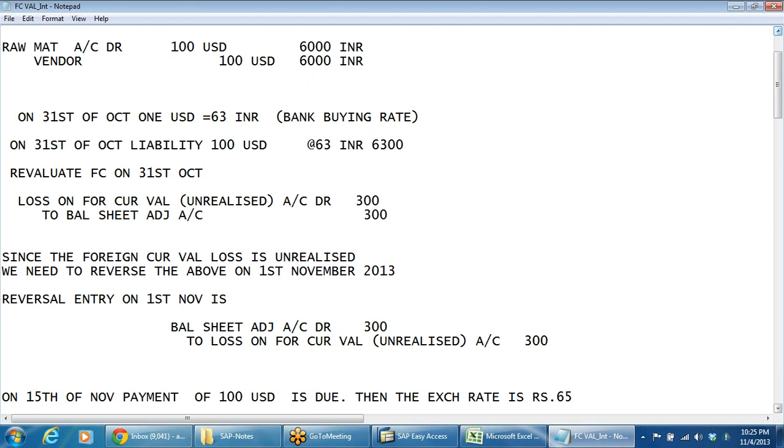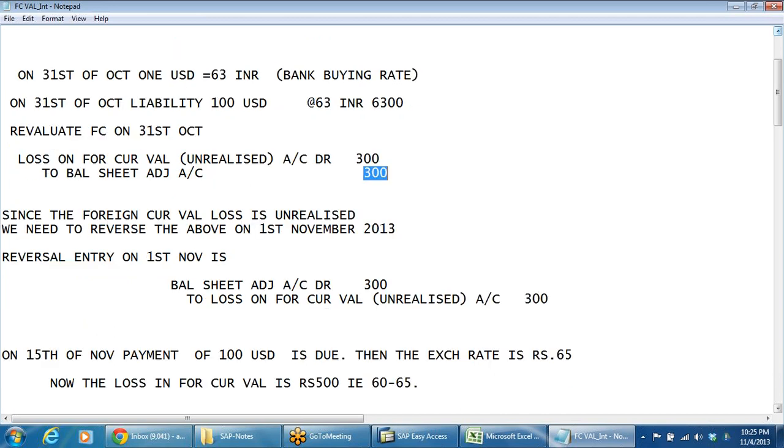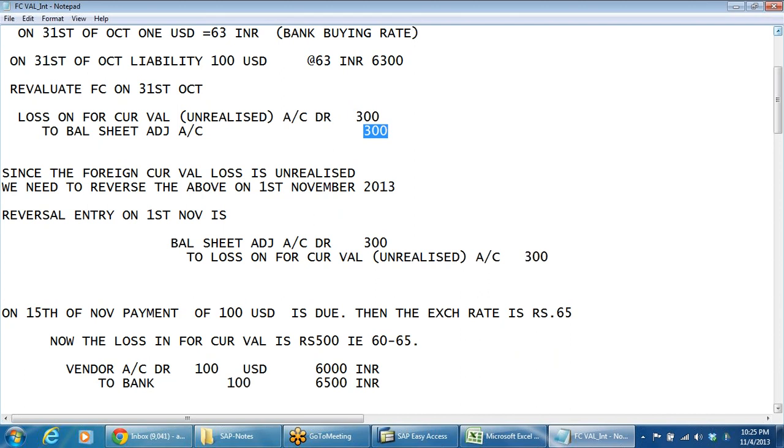So here is what I'm going to do. Loss on foreign currency valuation unrealized, account debtor to balance sheet adjustment account, 300. Since this is unrealized, not realized, I'm going to reverse it on 1st of November. On 31st of October, I'll be passing this entry, reversing on 1st of November. Right? So what happens now?